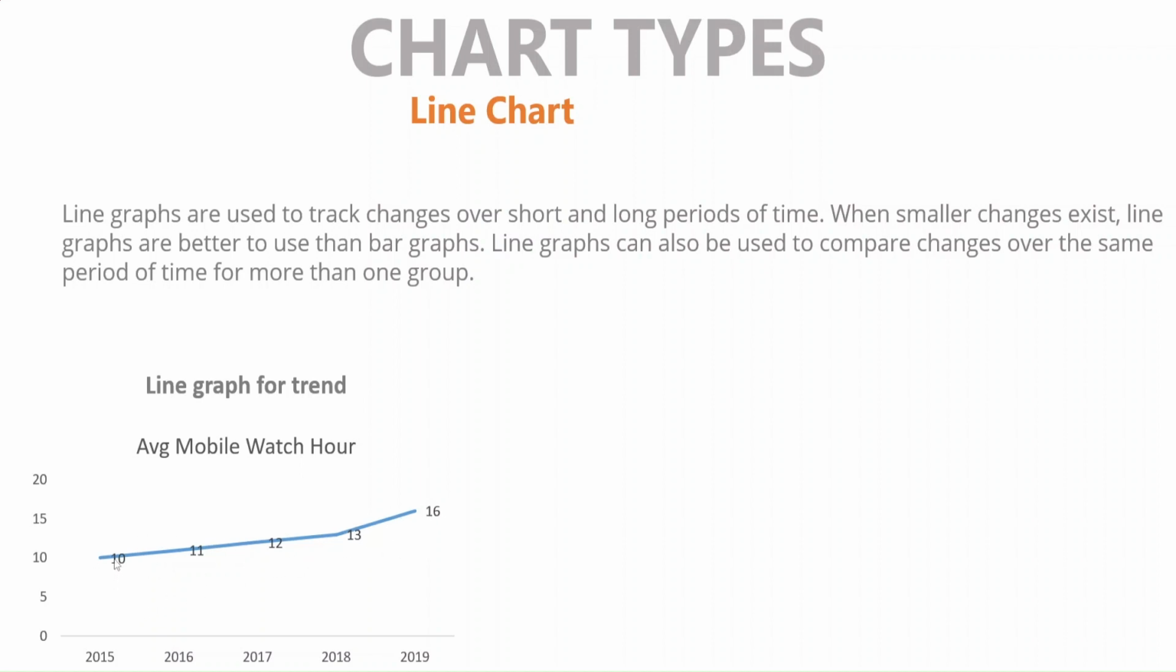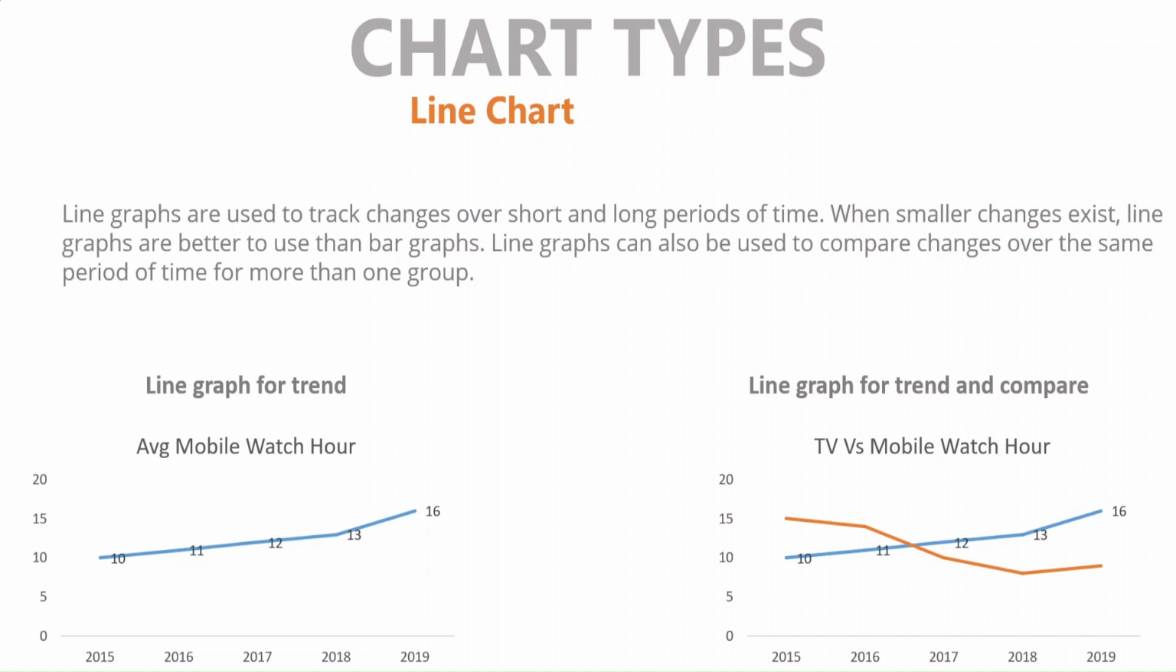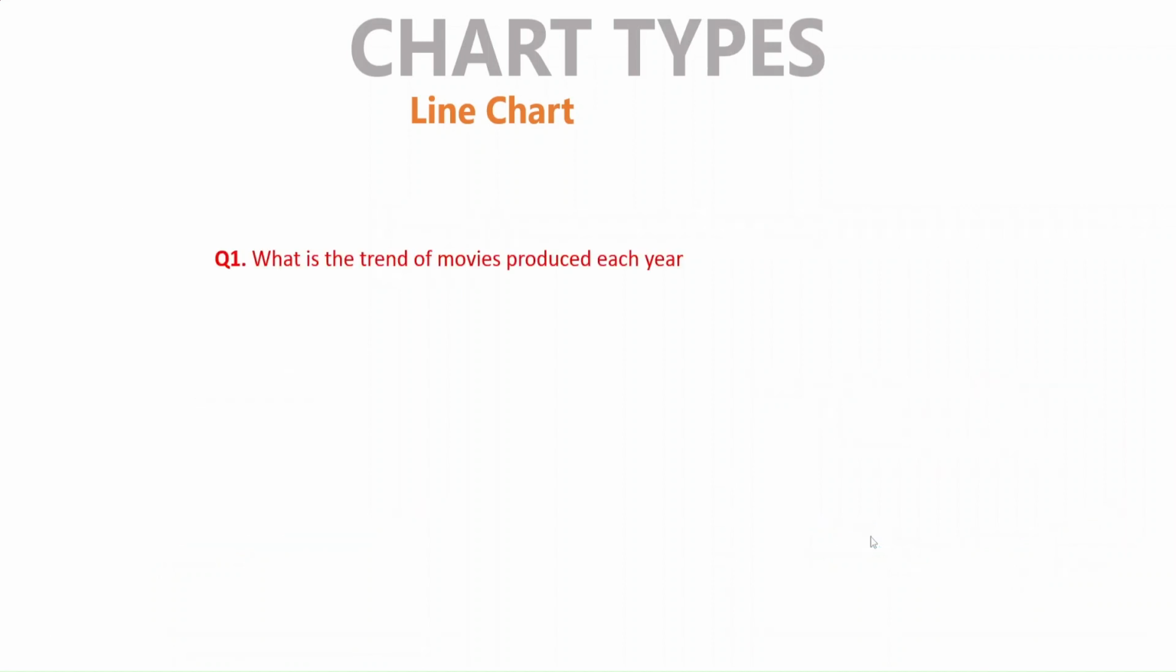So in 2015, you can say it was 10 and now it's increasing again. It's a dummy number, not the real numbers. Sometimes we also use line graphs to compare different categories. For example, here we want to compare mobile and TV together. So now we have two separate lines, with a color for every category. Make sense? Now let's see where we can use it in our example.